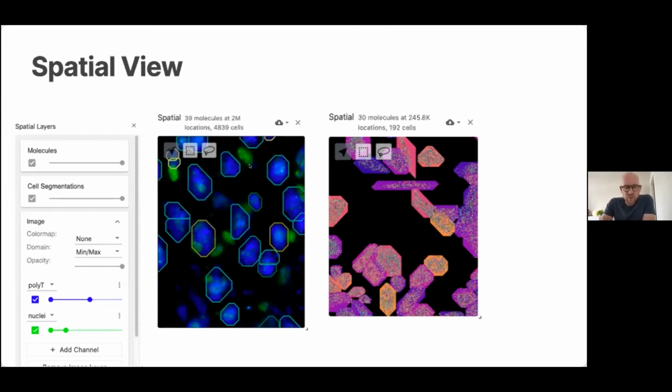So here's one view where you see this as an image. Here's another view where you would see individual molecules. So this was an in situ measurement.